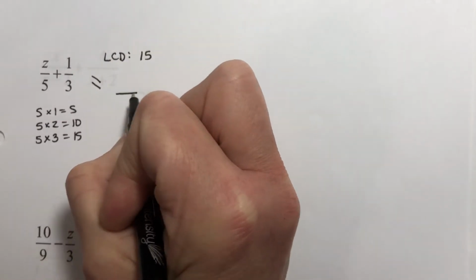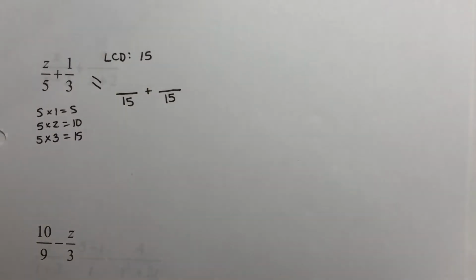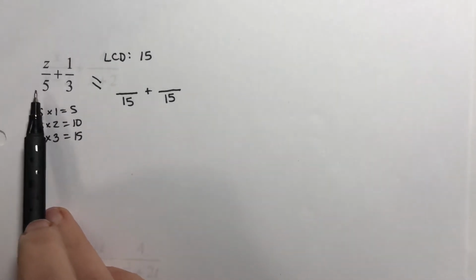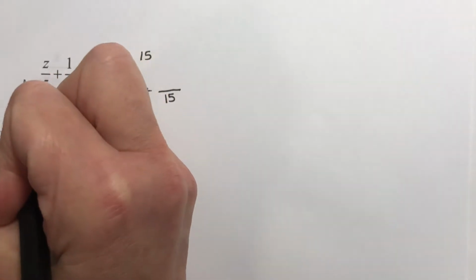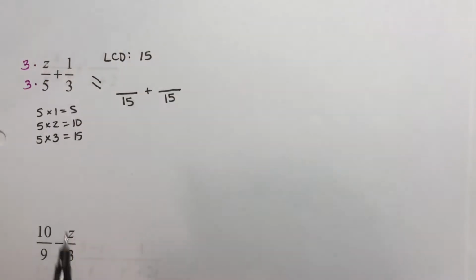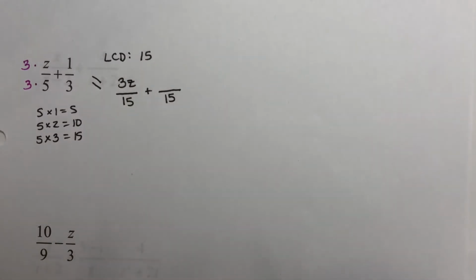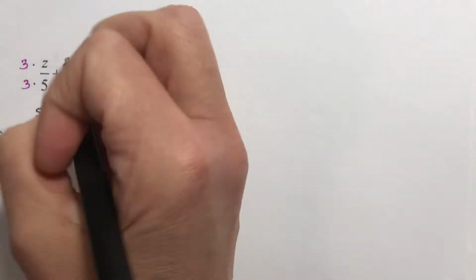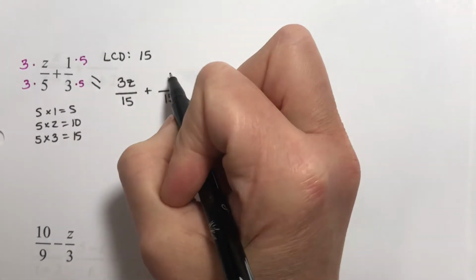So I need to rewrite this, dropping down here on a diagonal, as something over 15 plus something over 15. In the last section, we talked about rewriting fractions with different denominators. We ask ourselves, what did you multiply this by to turn it into this? 5 times 3 is 15, so I need to multiply the top by a 3 as well to get 3z. From here to here, I multiply the 3 by a 5, so I need to multiply the top by a 5 as well. So that is 5.